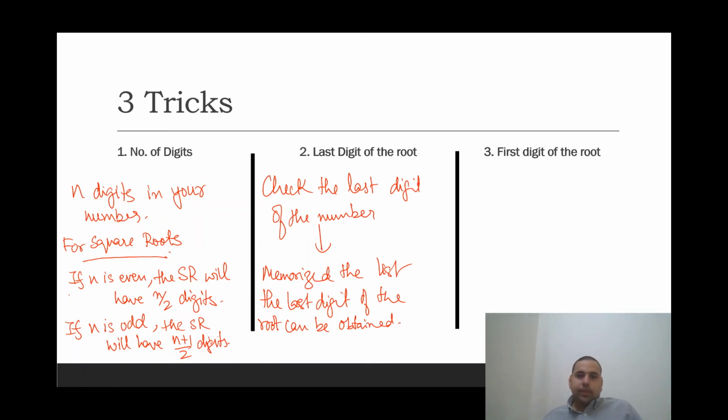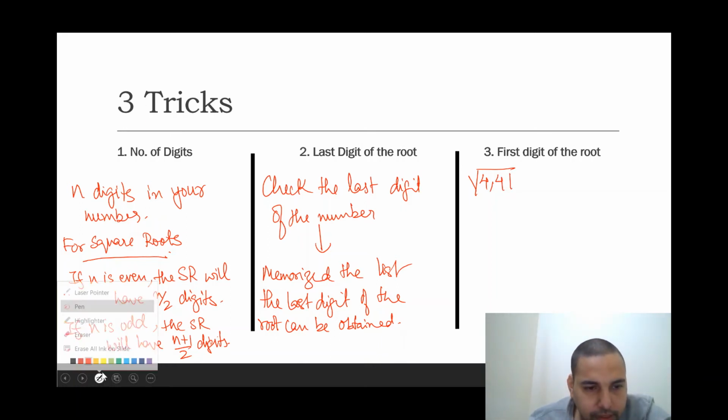Okay. Now, it is also possible to figure out what is the first digit of my square root. Look at it this way. Suppose I'm looking for a square root of 441. Okay, I don't need to put a comma there, so I'll just erase that.